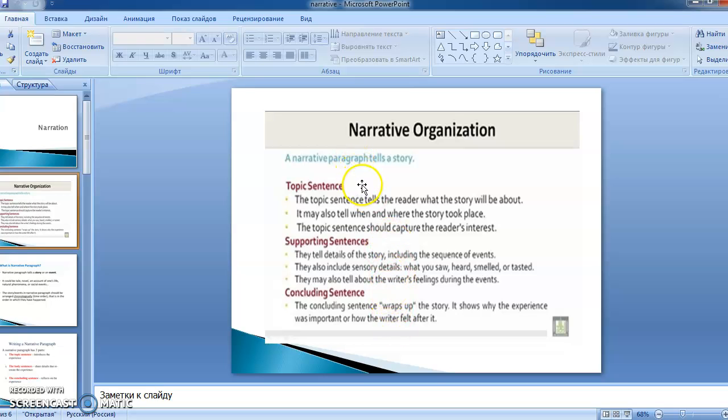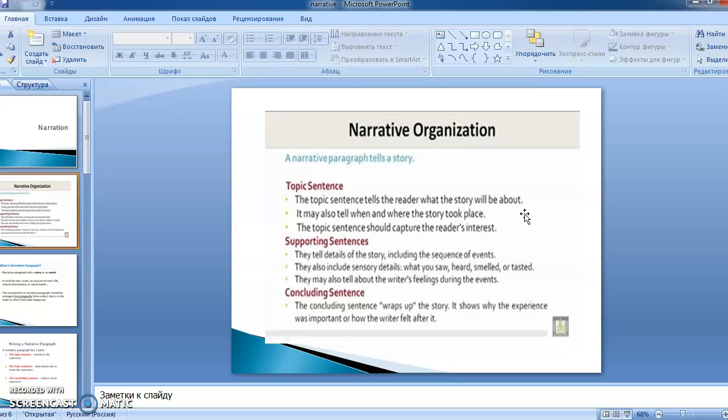As you can see, the paragraph begins with the first sentence. It's the topic sentence, which involves the main idea of the paragraph. The supporting sentences try to highlight the idea of the topic sentence, and the concluding sentence is a kind of retelling of all the information mentioned above. The topic sentence tells the reader what the story will be about, and it may also tell when and where the story took place. The topic sentence should capture the reader's interest.